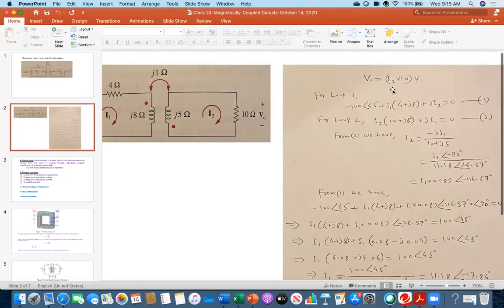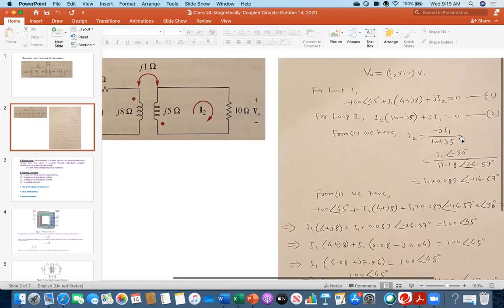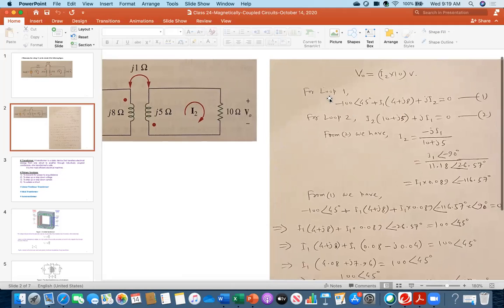That is just, I indicated that V0 will be 10 multiplied by I2. And then what I am doing, I am writing two equations, for the loop on the left side. There I said minus 145, that was the voltage source, plus I1 (4 plus j8), and then j I2, meaning that because this is 1, so I just write j I2. That equals 0, that is equation number 1.